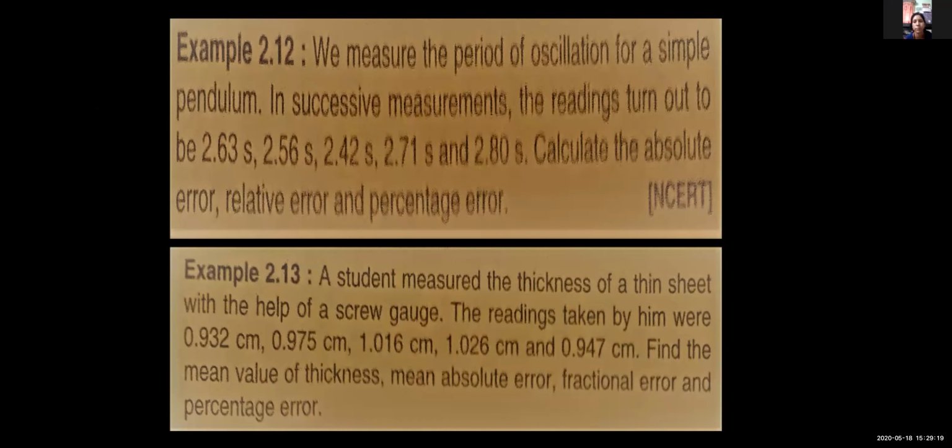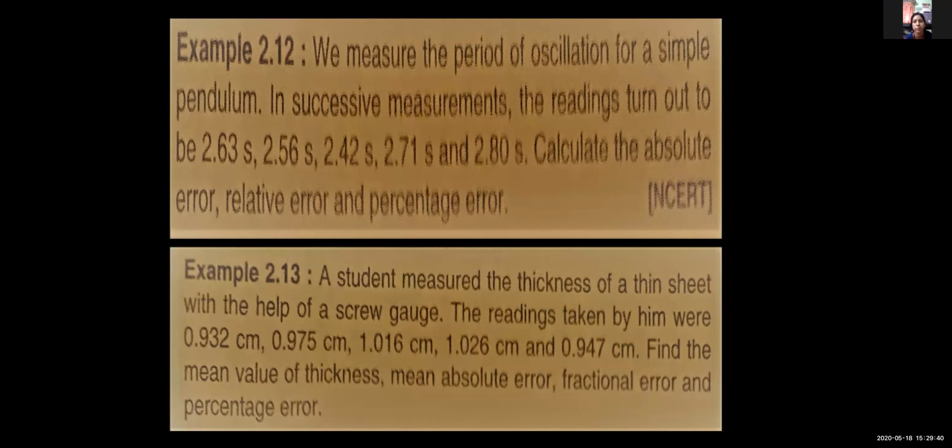The first problem is: we measure the period of oscillation of a simple pendulum. In successive measurements, the readings turned out to be 2.63 seconds, 2.56 seconds, 2.42 seconds, 2.71 seconds, and 2.80 seconds.